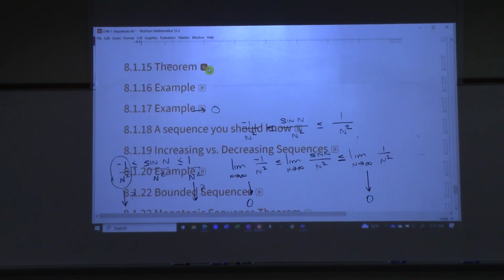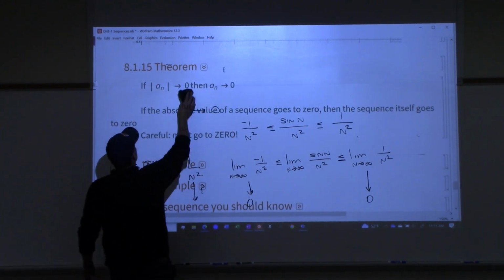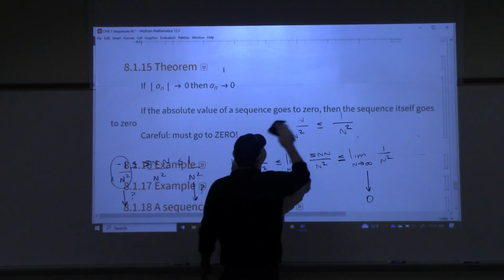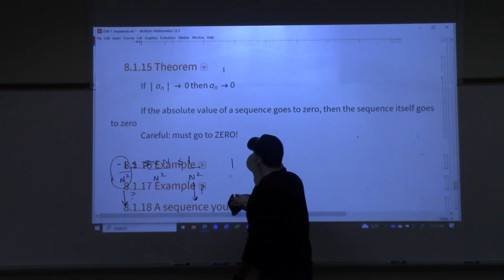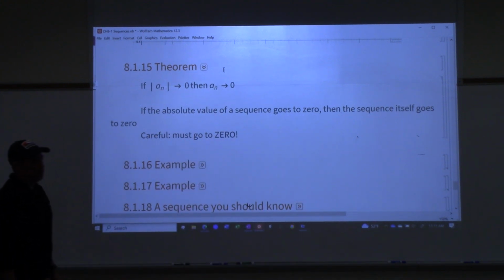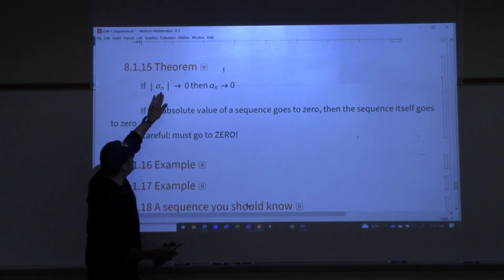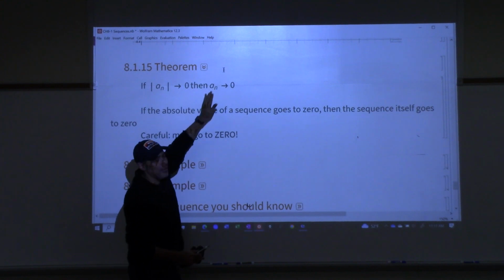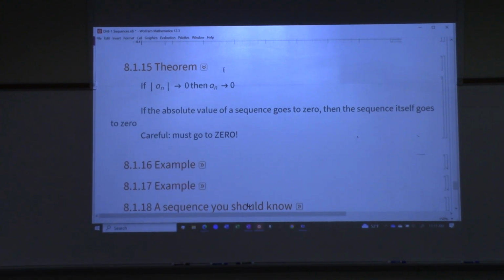Now, another theorem. If the absolute value of a sequence goes to 0, then the sequence goes to 0. So if you're looking at a sequence that maybe has some negatives and positives in there, if you take the absolute value of it, which would make everything positive, and that sequence goes to 0, then the sequence without the absolute value must also go to 0. So this is a theorem, so that's a proven statement.